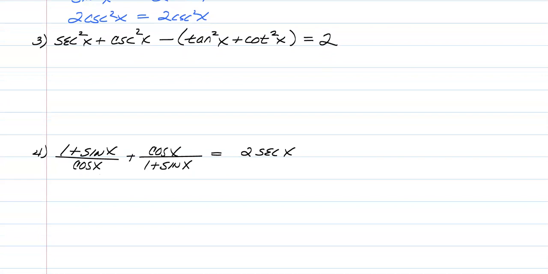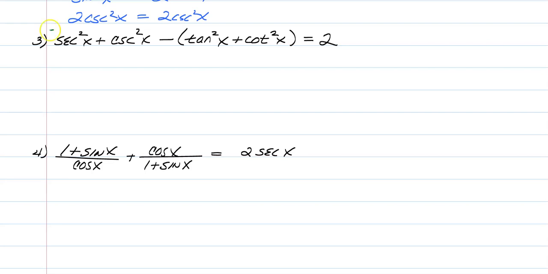Next guy over here. Secant squared x plus cosecant squared x minus the quantity of tangent squared x plus cotangent squared x equals 2. Okay, people, this one I can tell you right now can be done in multiple different ways, but it all depends on which Pythagorean identity you notice first.